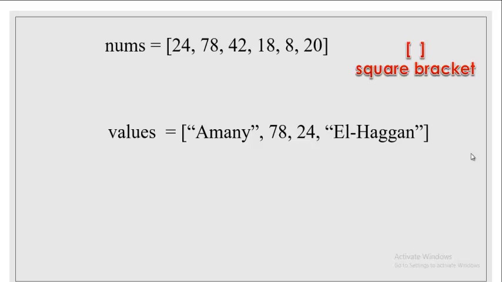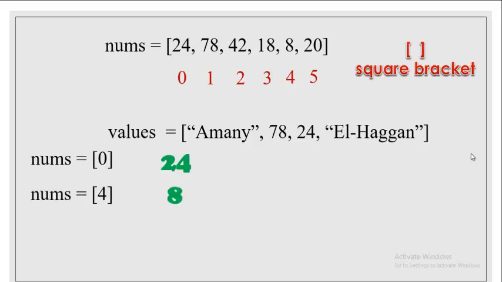If you want to work with the list elements, you need to use the index. In our num list, we have 6 different elements, so we're going to start with number 0 till number 5. These are the elements inside our list. If I want to work with the first element, I just write nums[0], which is presenting number 24. For example, if I want to work with the fifth element, I'm going to write nums[4], and that will bring number 8.